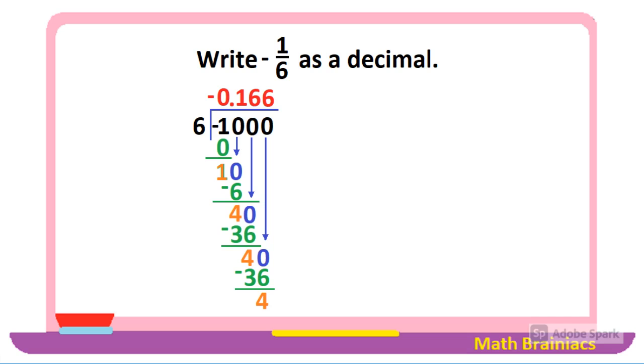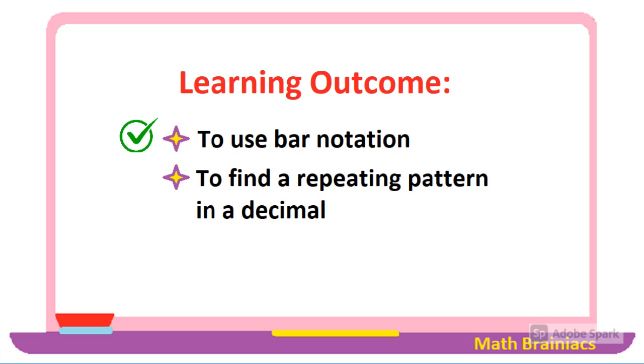So if we are going to add 0 again on the 1, the process will repeat. Appropriately, we can write the answer negative 0.166 repeating. So instead of writing 6 all over again, we can write a bar notation on top of it. Therefore, the answer is negative 0.16 repeating, or there is a bar notation on top of the 6. Therefore, we have already learned how to use bar notation.